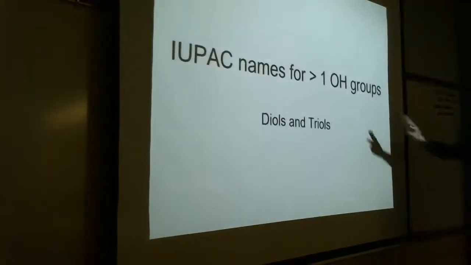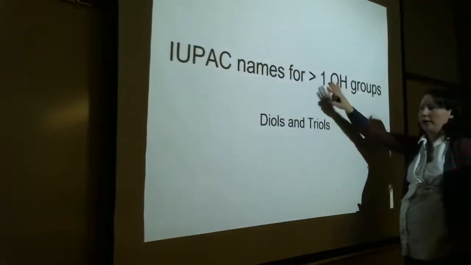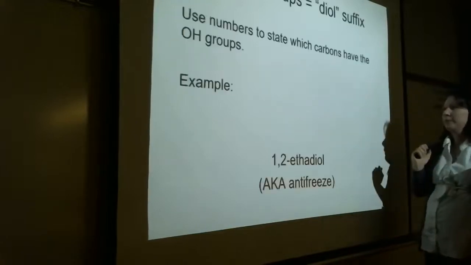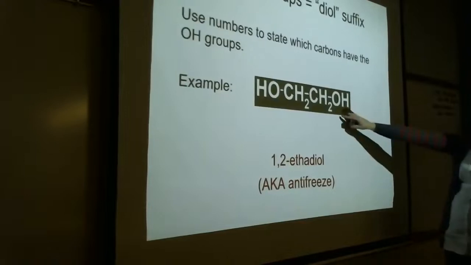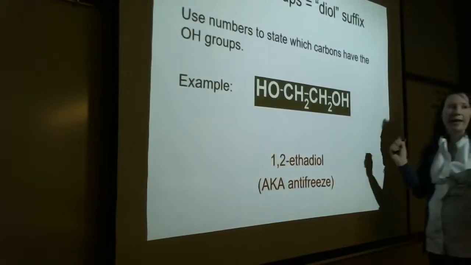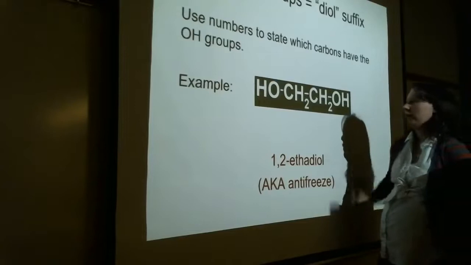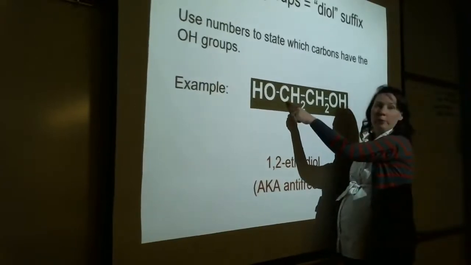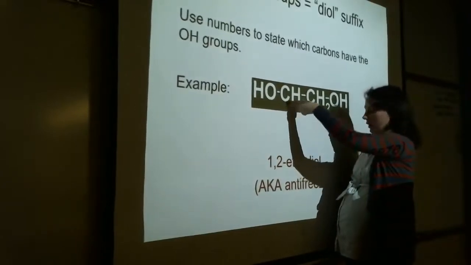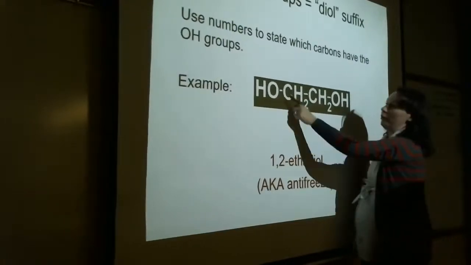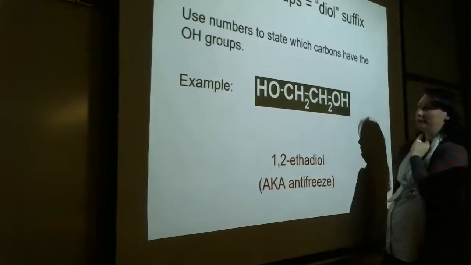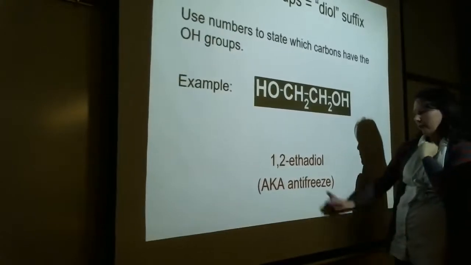Now when you have more than one OH group, we're going to call it either a diol or a triol. So this is a diol. You do have to state where both OHs are, because they could both be on number 1. It could be 1,1-ethanediol, or it could be 1,2-ethanediol. All right, antifreeze.